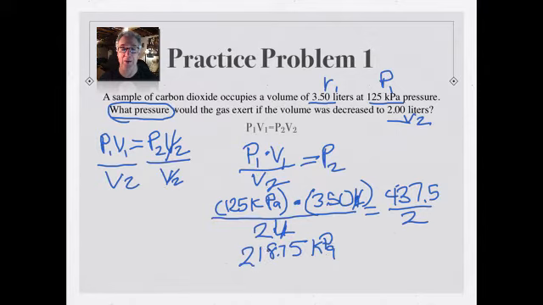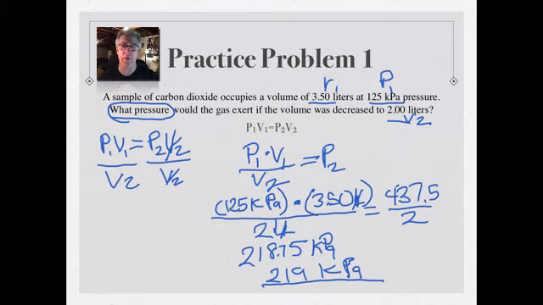But we have to take a look at our significant digits, and we'll notice in this case there's 3, so we're going to round this up to 219 kPa. Now, how do we know that's right?